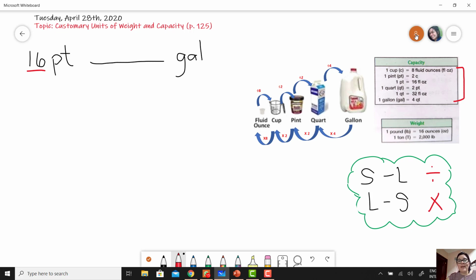So that means that it's better if you first change the 16 pints to quarts, okay? Because if you change the 16 pints to quarts, it's going to be easier for you then to change the quarts to gallons. So first we are going to change the pints to quarts. Why? Because we already have that 1 quart has 2 pints, but we don't have 1 gallon has how many pints. That's why we have to change them first to quarts.